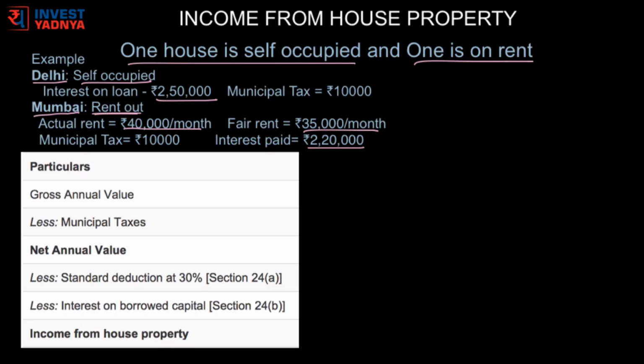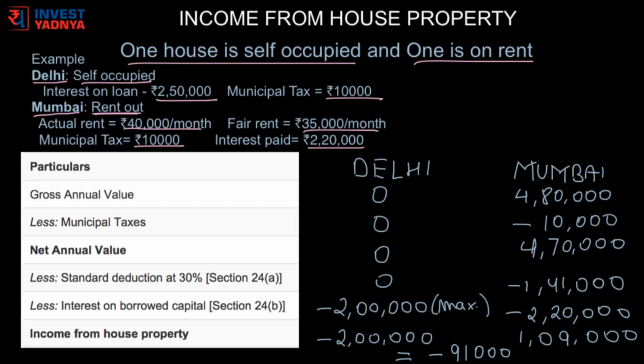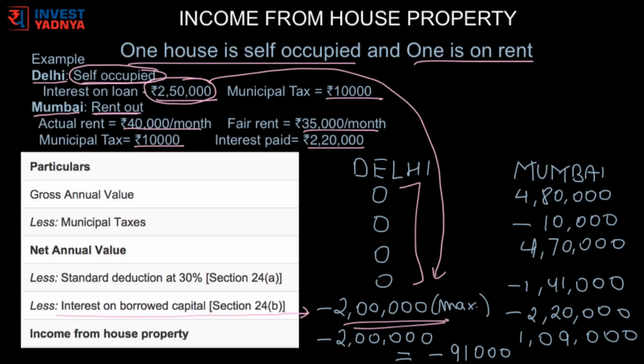Municipal taxes paid by you for both the houses are the same, rupees 10,000 each per year. Here are the calculations. Since Delhi house is self-occupied, all the values will be zero except deduction due to interest paid on home loan. Maximum limit set by government on section 24 is rupees 2 lakhs. So even though interest you are paying is more, still you will get maximum 2 lakh deduction here.